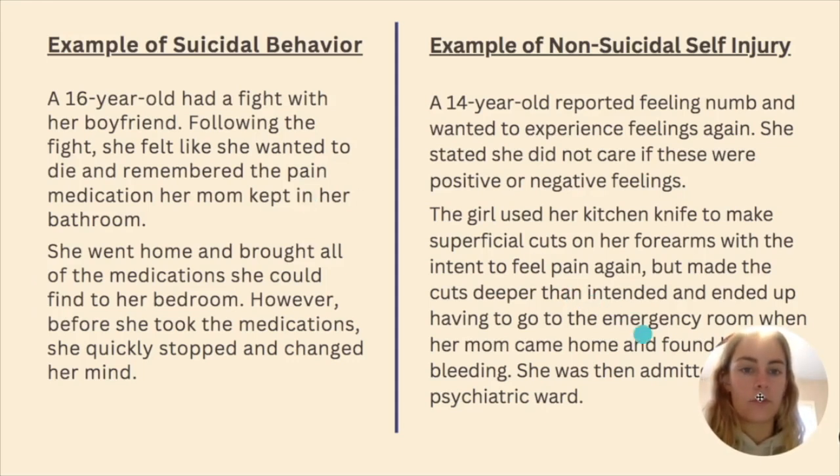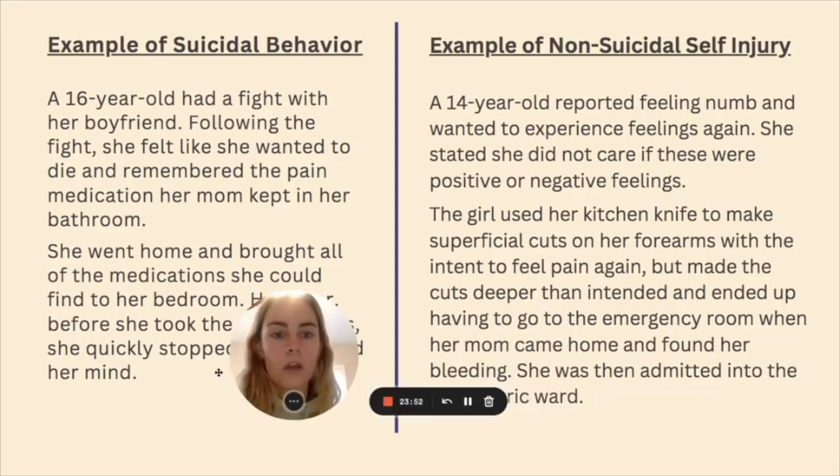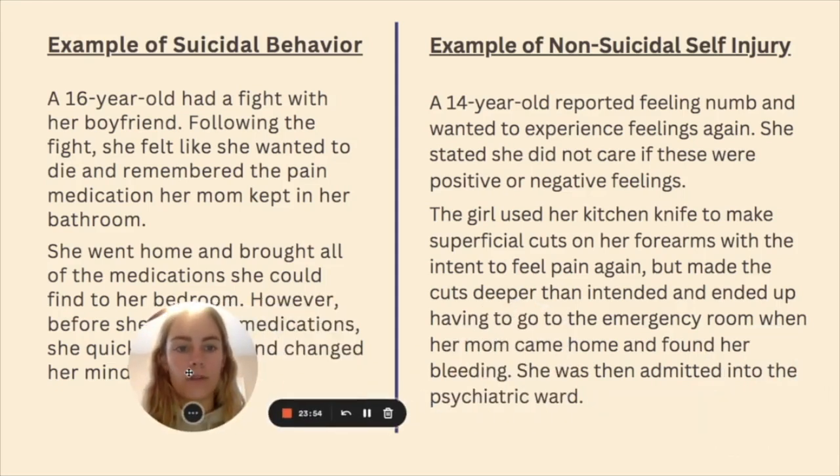Then we come over to the example of non-suicidal self-injury. A 14-year-old reported feeling numb and wanting to experience feelings again. She stated she did not care if these were positive or negative feelings. The girl used her kitchen knife to make superficial cuts on her forearms with the intent to feel pain again, but made the cuts deeper than intended and ended up having to go to the emergency room when her mom came home and found her bleeding. She was then admitted into a psychiatric ward.